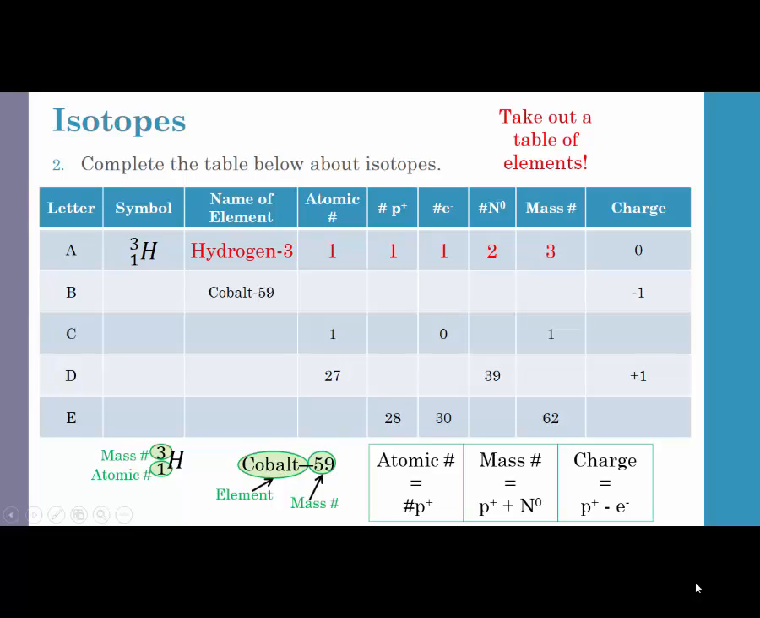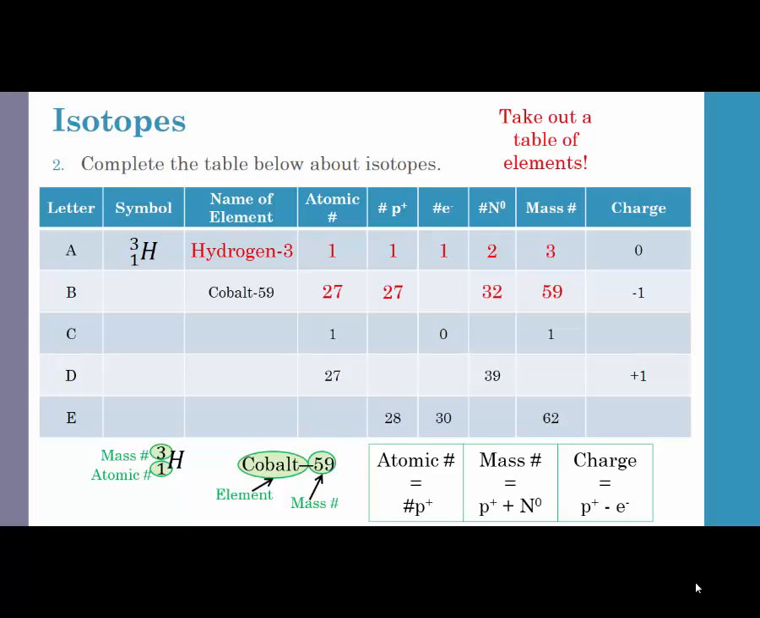For our next element, we have cobalt 59. From the name cobalt, I can look that up on the periodic table and I can determine the atomic number is 27. We just look for cobalt, whose symbol is Co, and then we know the atomic number as well as the number of protons. I also know from the name that's given that the mass number is 59. This means that the sum of my protons and neutrons is equal to 59. If I subtract out those 27 protons from 59, I'm going to be left with 32 neutrons.